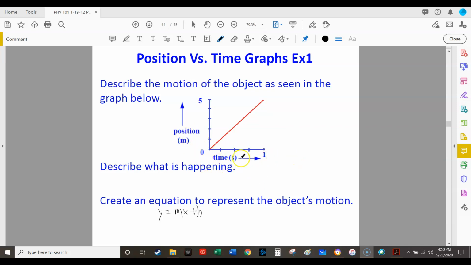So the first thing I do is look at what the labels are. The next thing I'm going to do is take a look at the increments of that. So this is going to be the 5 meter mark, so that must mean this is the 4 meter mark. This is the 3 meter mark, 2 meter mark, 1 meter mark. Right? So these are all in meters.